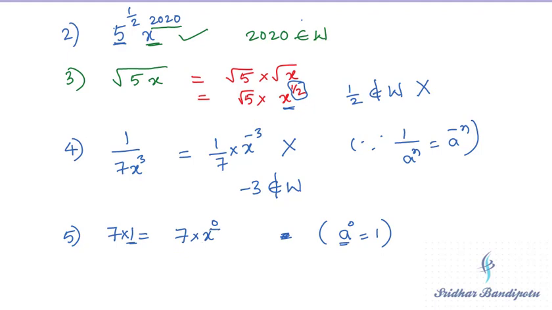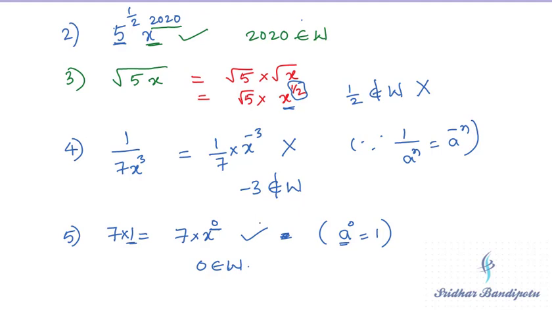Now what is the exponent here? The exponent of the variable x is 0. So is 0 a whole number? Yes, 0 is a whole number. Now is it satisfying the definition of polynomial? Yes, it is satisfying the definition of polynomial, because the definition is it is an algebraic expression in which the exponents of the variables are whole numbers. Yes, the exponent of x is 0. So 0 is a whole number. Therefore, the fifth example is a polynomial.